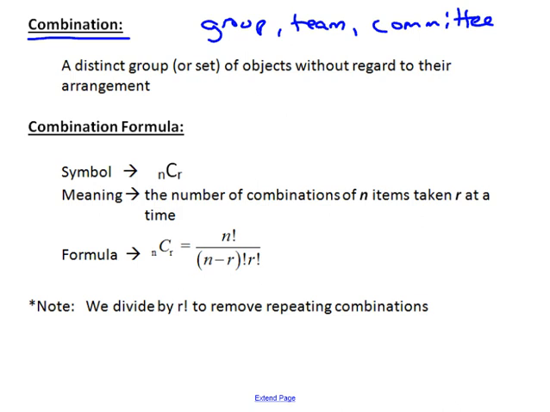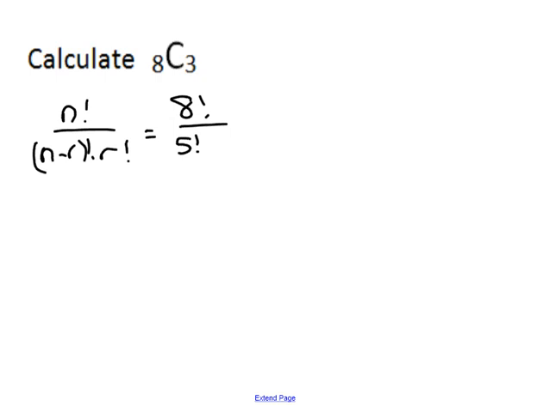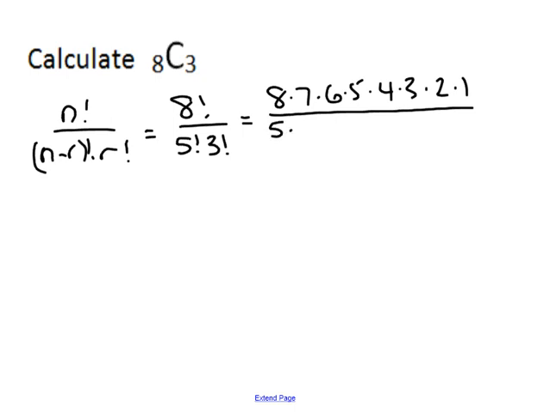Now, let's take a minute and look at one by hand, 8C3. And then we'll also look at how you can do this on the calculator. So according to our formula, it's going to be n factorial over n minus r factorial times r factorial. So that's 8 factorial over 8 minus 3, which is 5 factorial, and then 3 factorial. Okay? Well, that's 8 times 7 times 6 times 5 times 4 times 3 times 2 times 1. Actually, I think combinations are a lot of fun. I do them by hand quite a bit.